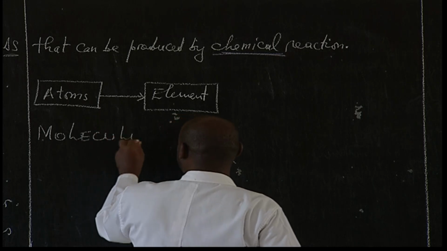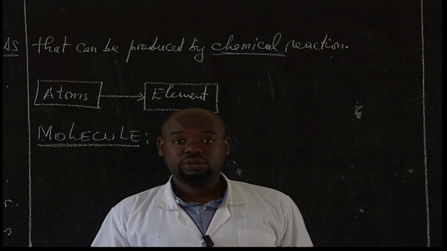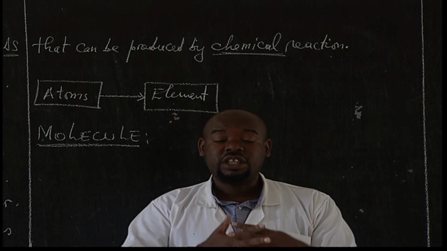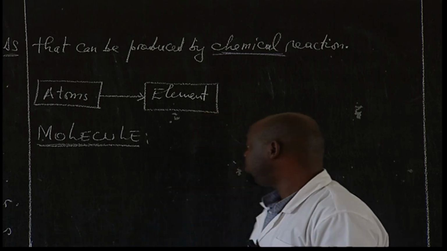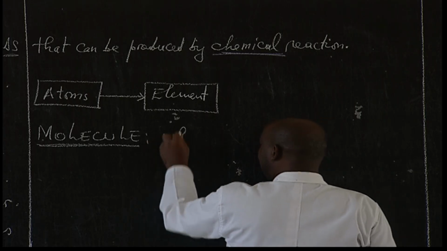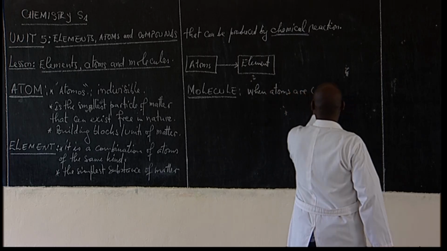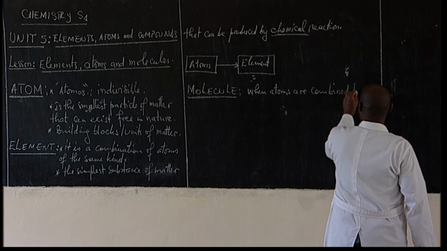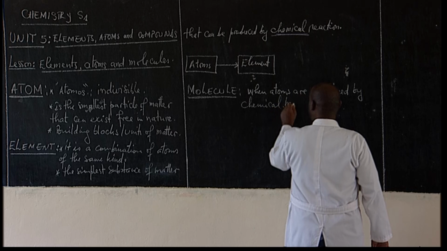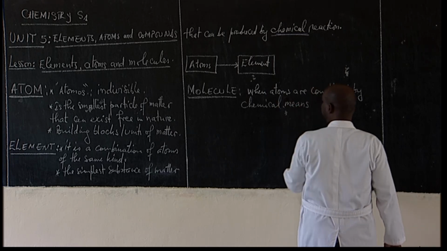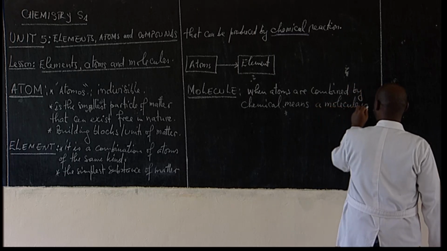A molecule is a combination of atoms of different types or of the same types by chemical means. When atoms are combined by chemical means, a molecule is formed.